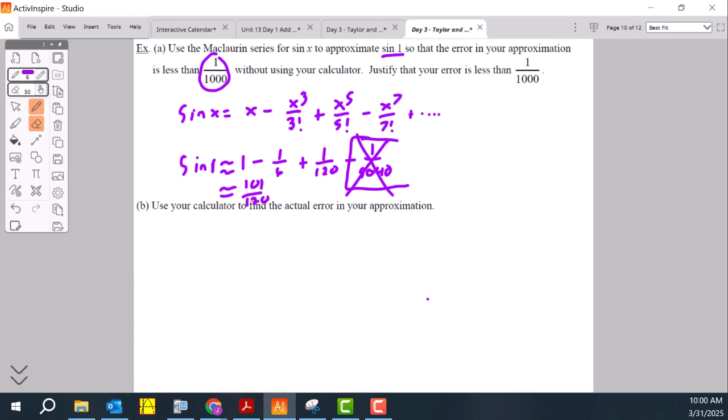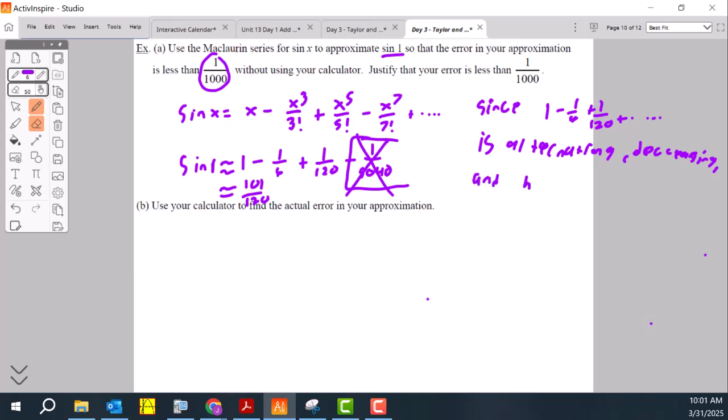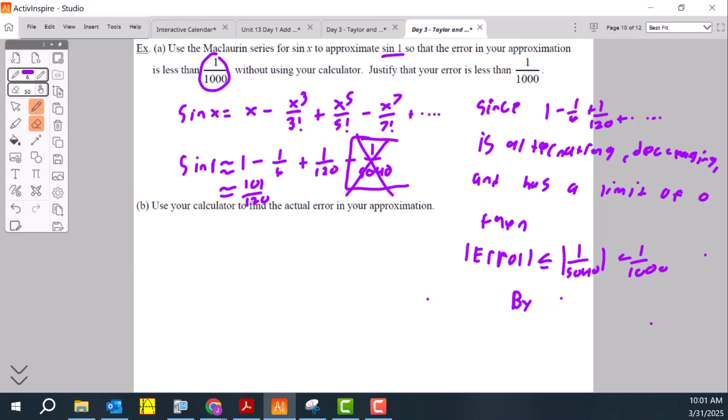Okay, and then it also has to justify, well, we use the alternating series error bound, so since 1 minus 1 over 6 plus 1 over 120 plus dot, dot, dot is alternating, decreasing, and has a limit of 0, then the error has to be less than or equal to the next truncated term, which in this case was 1 over 5040, which is less than 1 over 1,000 by the alternating series error bound.